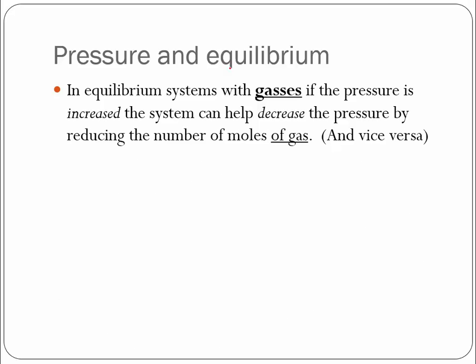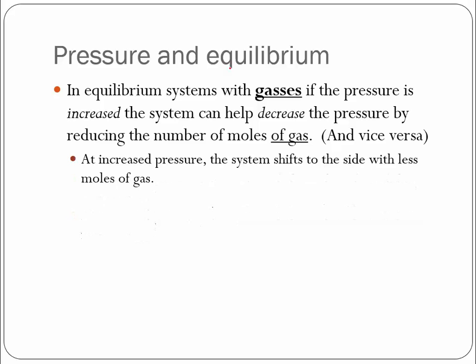So if you've got an equilibrium system with gases, remember, Le Chatelier's principle is all about trying to minimize whatever change you're doing. You've got a little equilibrium system sitting there, all happy, cheerful, going about its day. If you change the pressure, it's going to try to counteract whatever change in pressure you make. So in equilibrium systems with gases, if the pressure is increased, the system can help decrease the pressure by reducing the number of moles of gas, and vice versa. And I'll show you some more examples of what I'm talking about here.